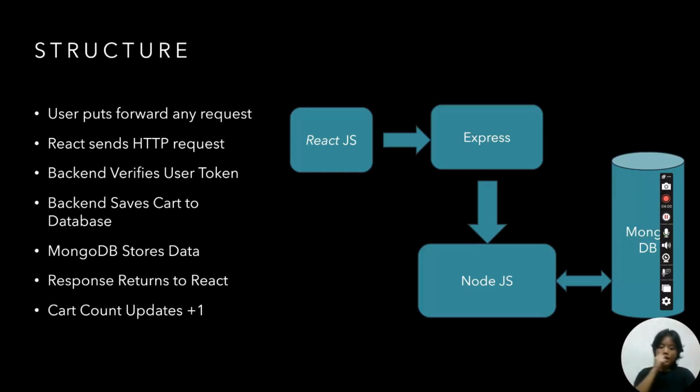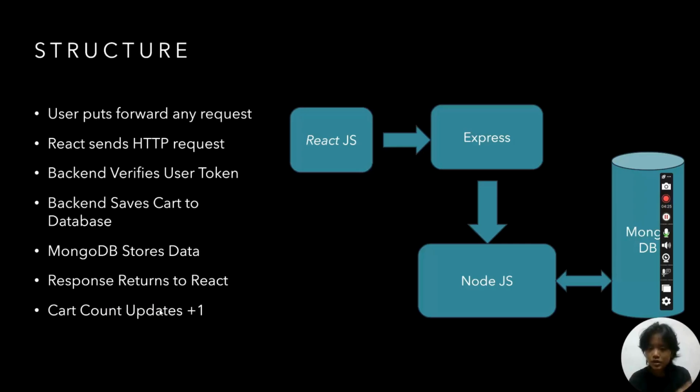It helps us with authentication and authorization, whether or not the particular user trying to log in is a validated user or not. That is where the JWT comes in handy. It helps us give much more security to our users. So the backend saves the cart to the database, MongoDB stores the data, and the response is returned back to React, and the cart count is updated, and all of that.